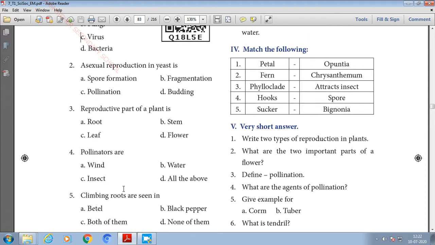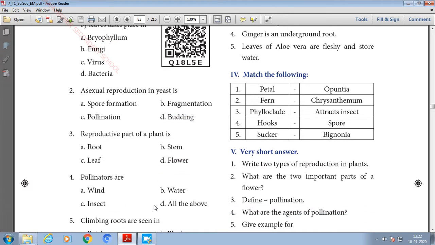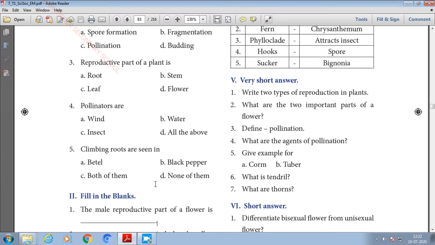So once again from the beginning I'll say the answer. Vegetative propagation by leaves takes place in A, bryophyllum. Asexual reproduction in yeast is by option D, budding. And reproductive part of a plant is option D, flower. And pollinators are option D, all the above. Climbing roots are seen in option C, both of them.